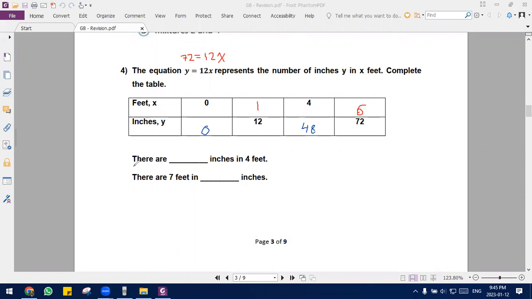Now we have to fill in the blank. There are inches, which is y, in 4 feet, in 4x. So feet here is x. So when x is equal to 4, they are asking me about the y value, which is 48.